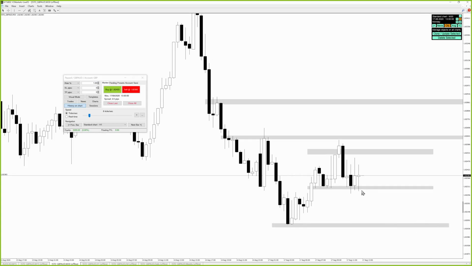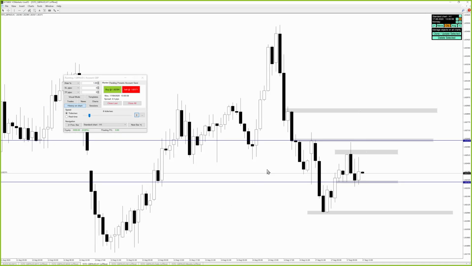Now sells look a little bit choppy because we have some sort of choppy behavior right over here. So we're not sure whether price is going to continue moving up or it's going to continue moving down. So we're going to play this and we're going to see if we break down or do we break up. Buys look much better because we have clean candles on the left-hand side. So yeah, we're going to go off of that.